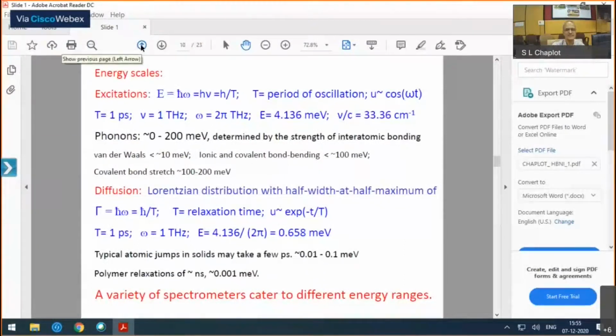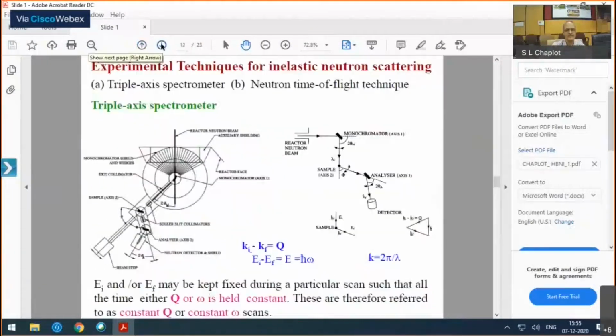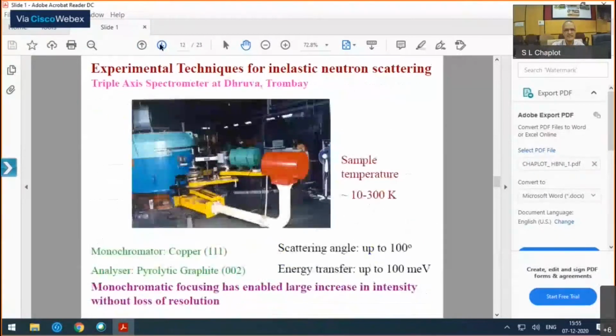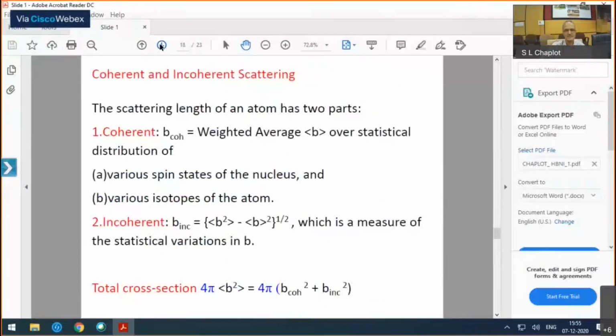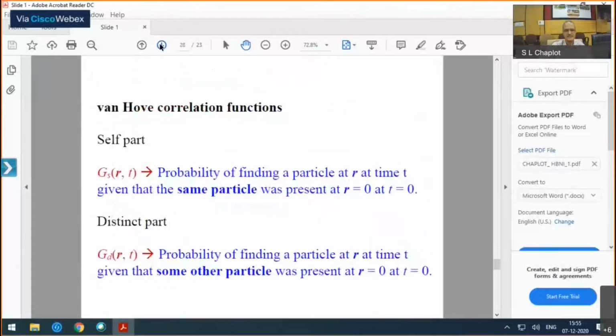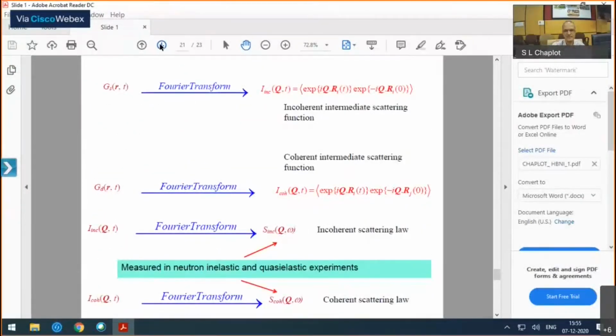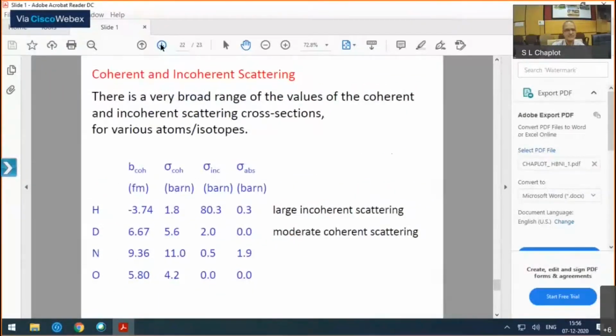I think let me try to close here. As I said, I'll take off from these diagrams to study the phonon dispersion curves, and also we will try to calculate quantities corresponding to the scattering law. I think that's about it.